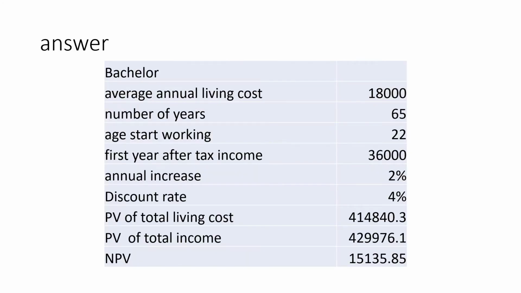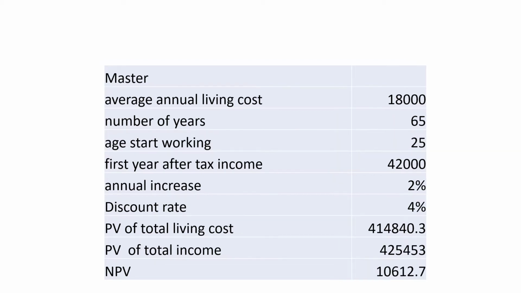Here is the answer for us to get a bachelor's degree. The present value of total living cost is about $400,000. The present value of total income is quite higher, with NPV of about $15,000. Here is the calculation for the master's degree. The results are very close.